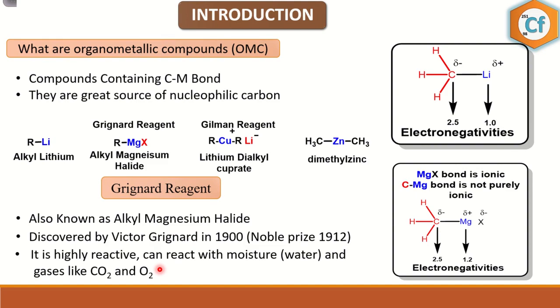The next important point is that it is highly reactive. Grignard reagents are super reactive and they instantly react with moisture and gases like CO2 and oxygen. So in order to prepare Grignard reagent, we have to have an inert atmosphere. For example, we have to prepare it under nitrogen or under noble gases such as argon.